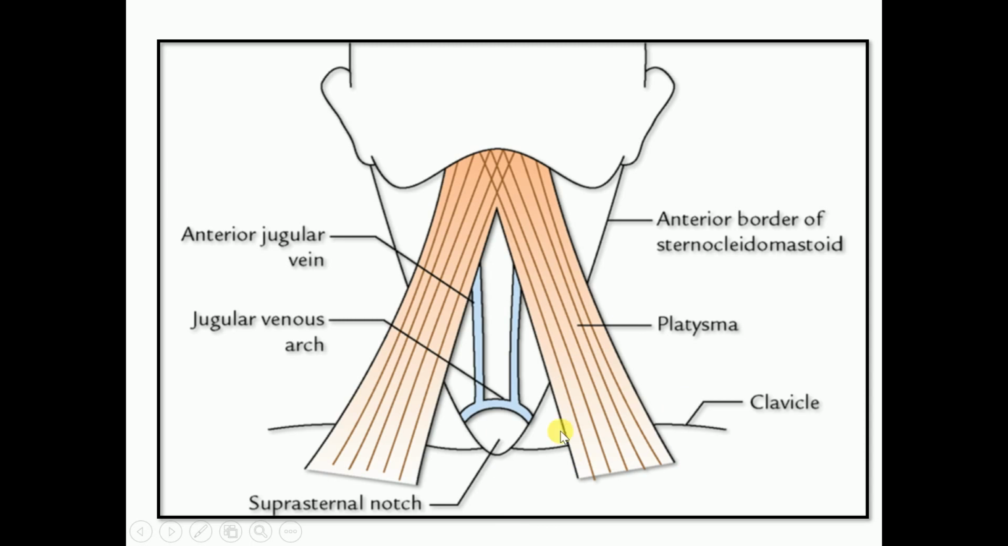Now, acting from below, it helps to depress the mandible and draws the angle of the mouth downwards and laterally, as in the expression of terror or horror. So this is about the action of the platysma muscle.